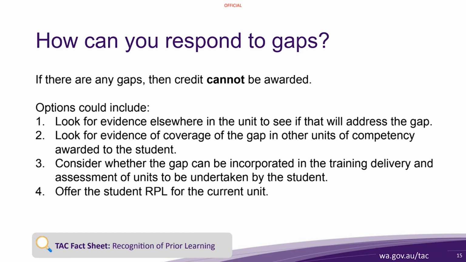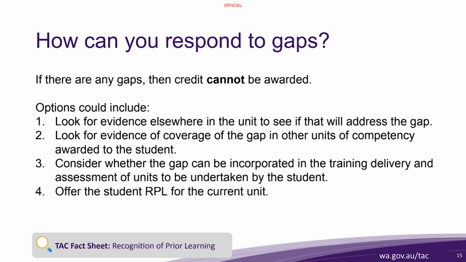Now, if you find that, then you could award credit because fundamentally what you're saying is this person has all the qualities of competency that we need. But you can see that that's only a judgment that can be made by a subject matter expert, looking not just at the unit of competency that the person is presenting for credit, but other units of competency that they have achieved. You might also consider whether the gap can be incorporated in the training, delivery, and assessment of units to be undertaken by the student.